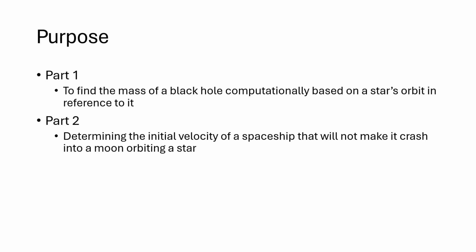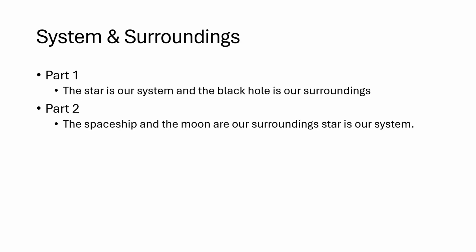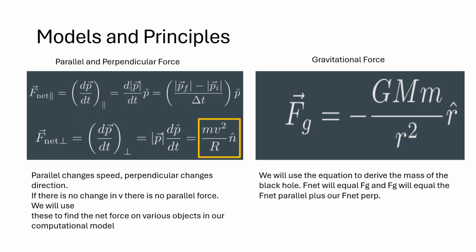Purpose. Part 1: to find the mass of the black hole computationally based on the star's orbit and reference to it. Part 2: determining the initial velocity of a spaceship that will not make it crash into a moon orbiting a star. Our system is surroundings, so for part 1, the star is our system and the black hole is our surroundings. In part 2, the spaceship and the moon are our surroundings and the star is our system.